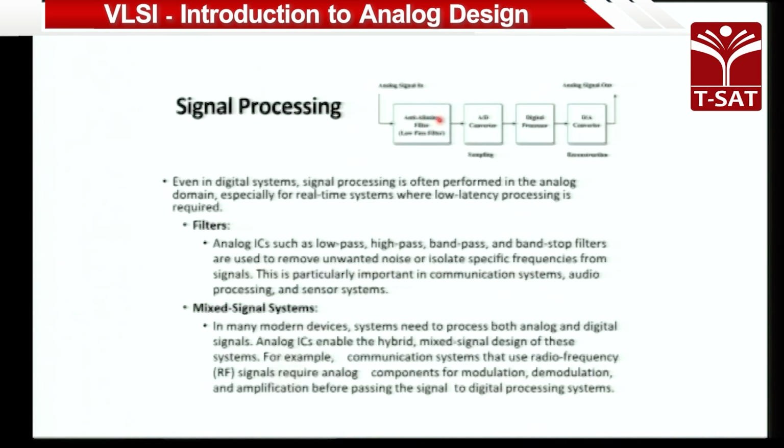Signal processing, even in digital signals, right, digital systems, we use analog signal processing, and there are some advantages for analog signal processing. Analog signal processing is continuous in time, so the latency through which the signal processing happens is faster, it has a low latency. So in many cases, even in complex digital systems, we use analog, and analog is again required there.